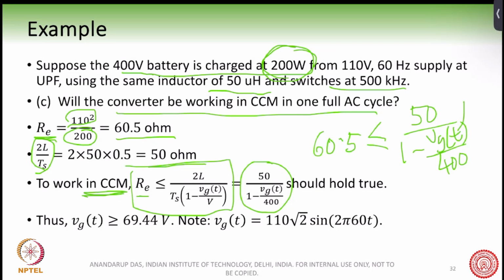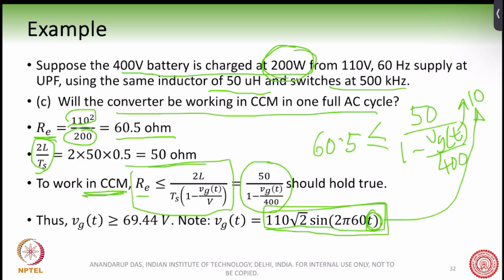So you take this one as say 10 volt. When the value of VGT is 10 volt, because VGT is changing, it is going from 0 to 110 root 2 and then again coming back. So this is the expression of VGT. Please note that close to t equal to 0, you may get an instantaneous value of VGT as 10 volt, right?